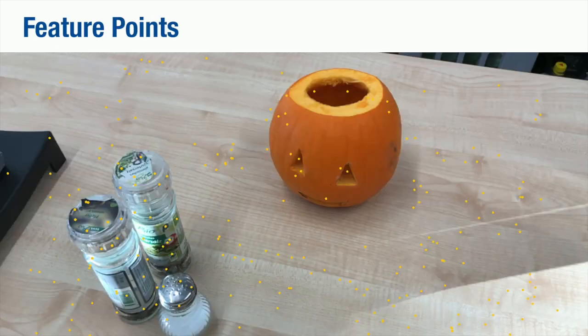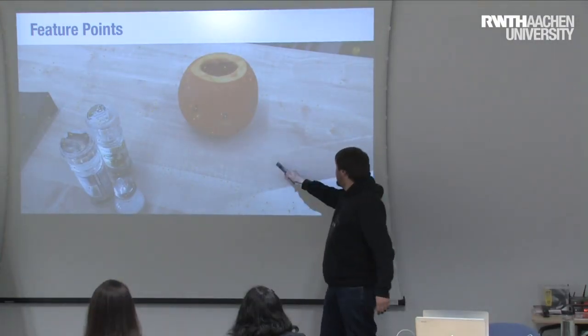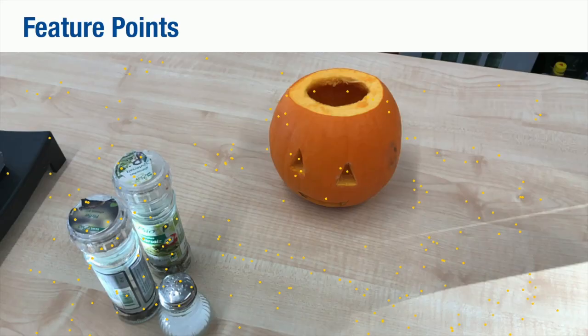So talking about feature points, if you enable them, you will see a lot of different points there. Those are the features that ARKit detects and can track while you're moving through the scene. And the more points it can see and track, the more stable the whole experience will be.